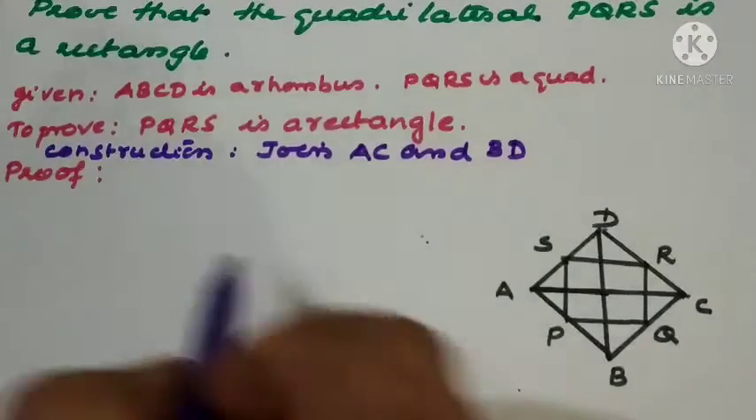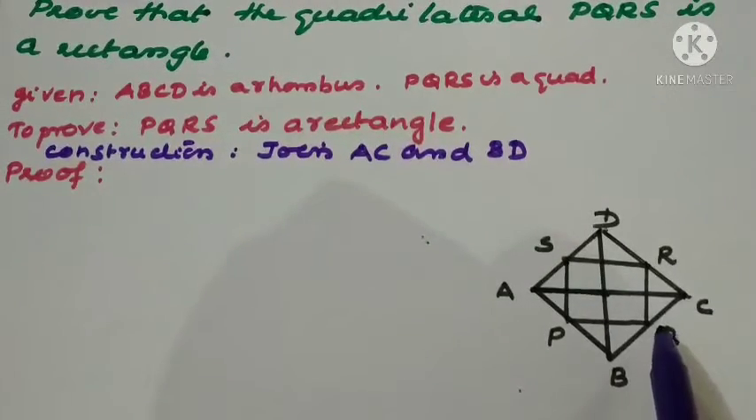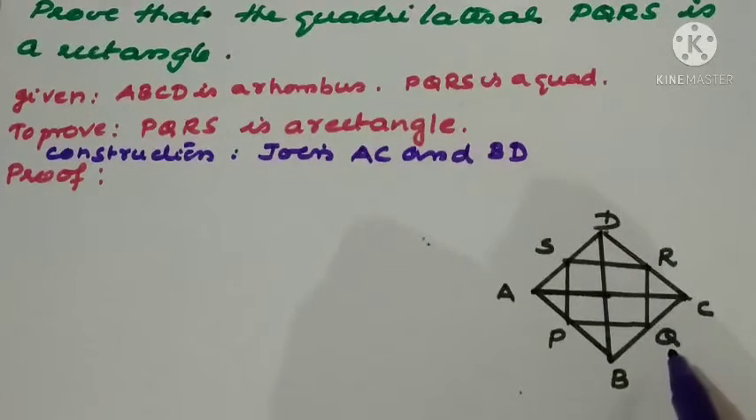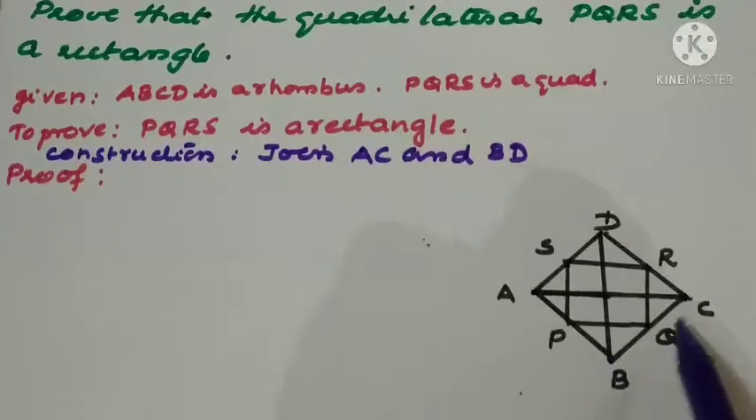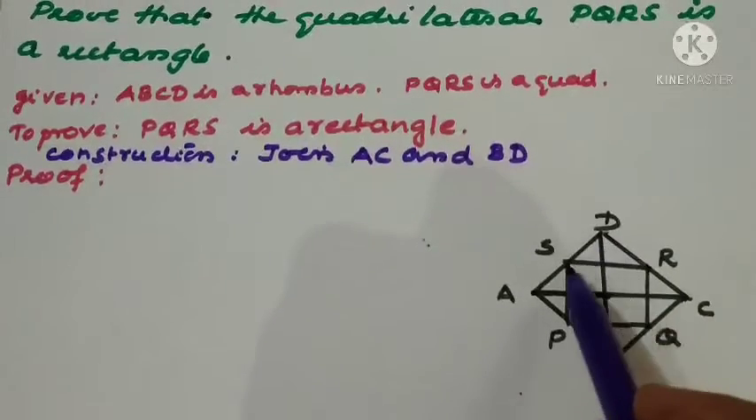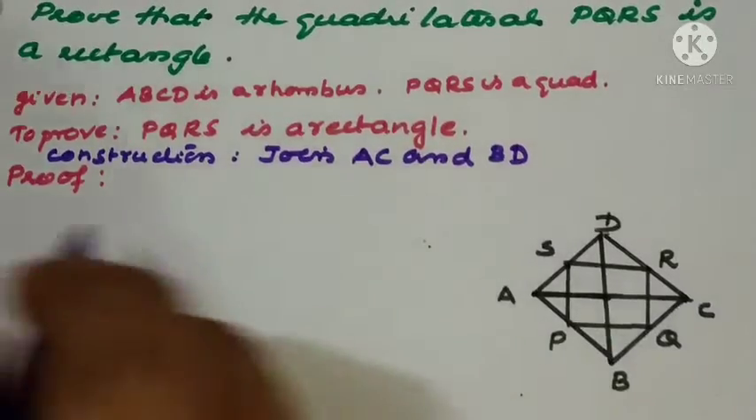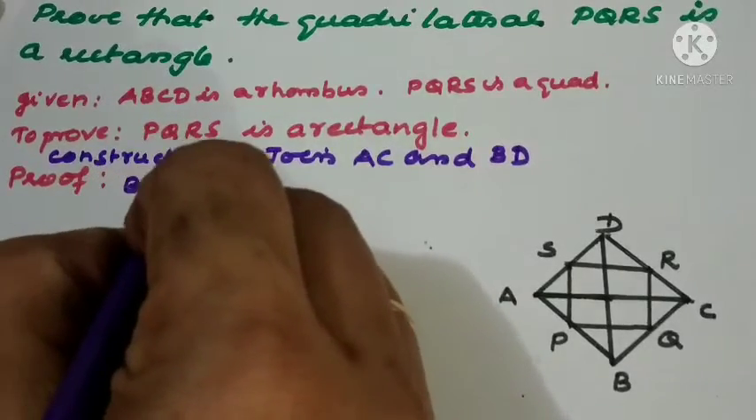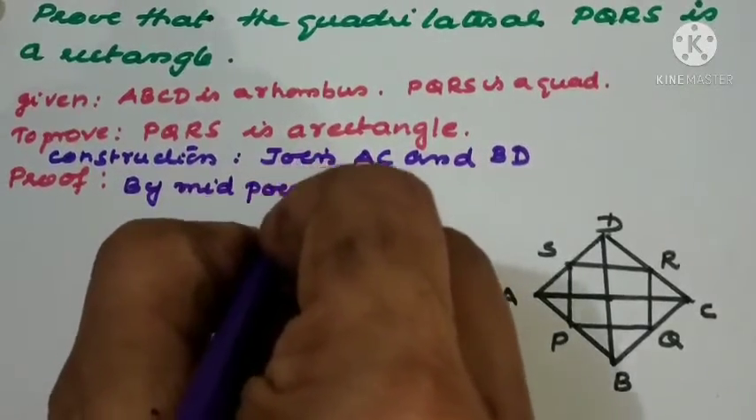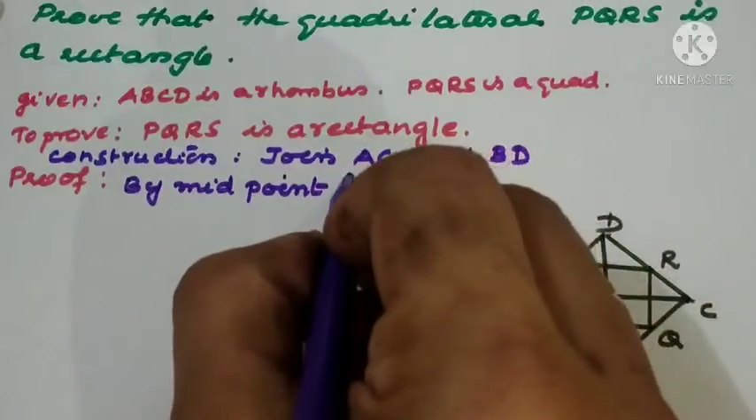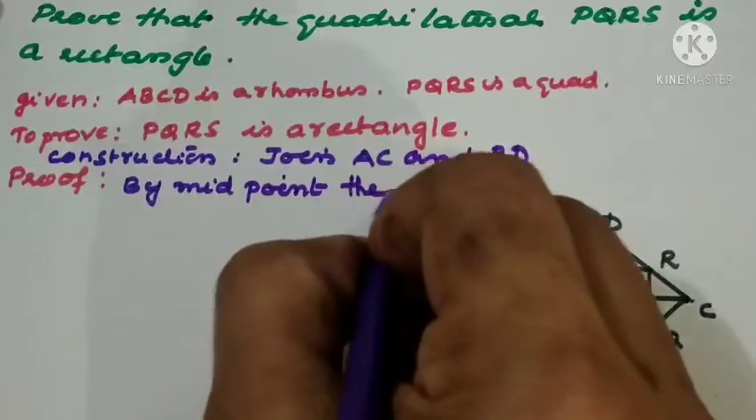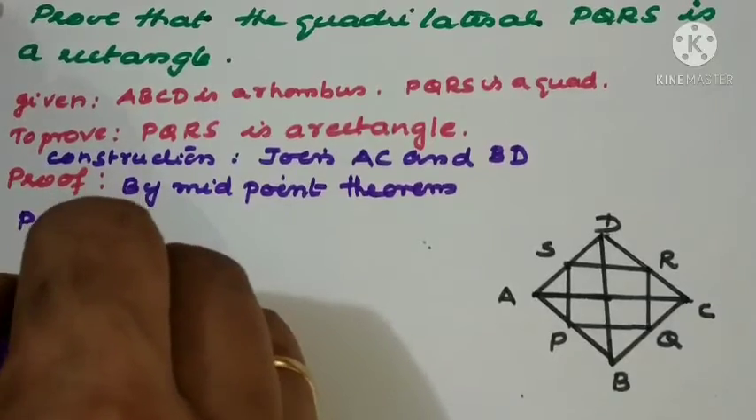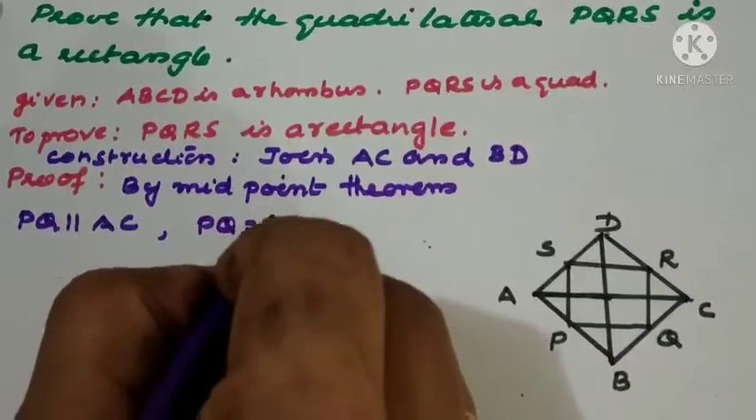Proof. We have to show that PQRS is a parallelogram. So P and Q are the midpoints of AB and BC, the line segment joining the midpoints of AB and BC. Similarly, S and R are the midpoints of the sides AD and DC that we have taken. Now what is the next step? By the midpoint theorem, PQ parallel to AC and PQ equal to half AC.